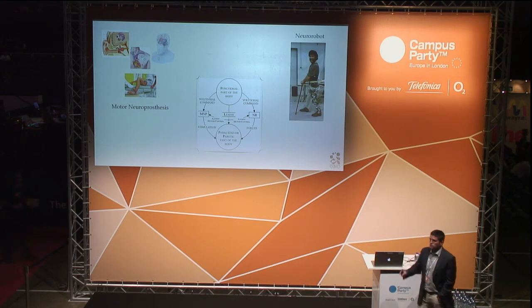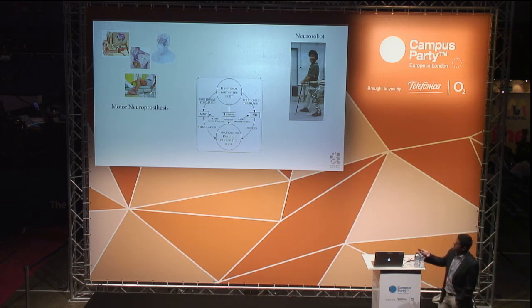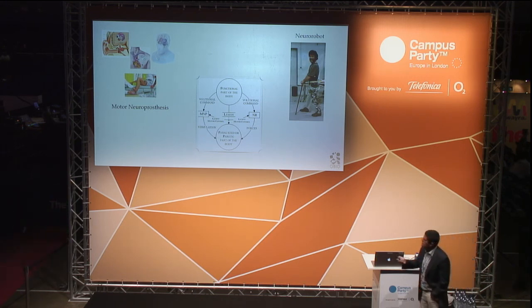So I was referring to two different technologies, neurorobots and motor neural processes. This is just a typical example of a neurorobot. It is the system that we will be demonstrating later on. We have also developed neural processes, which is a system that stimulates muscles.